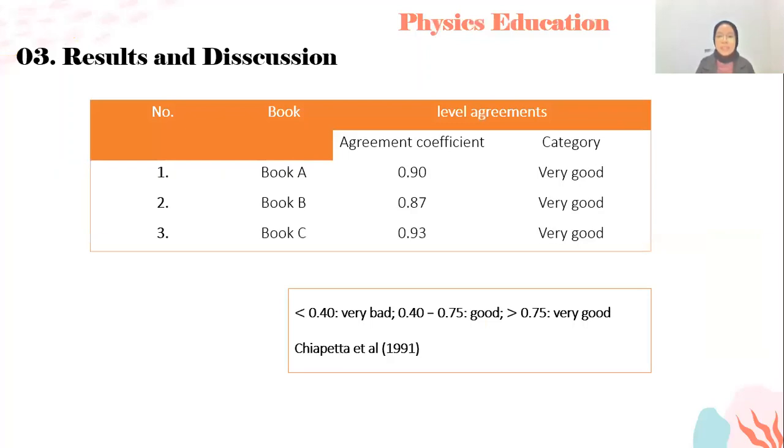Result and discussion. In this research, we use 3 books. We code them book A, book B, and book C. The level of agreement for book A is in the very good category, book B very good, book C very good. Based on the assessments by 2 experts, it was found that books A, B, and C were in the very good category. This is in accordance with the level of agreement by Setiabudhi et al., with a value greater than 0.75 indicating a very good agreement.